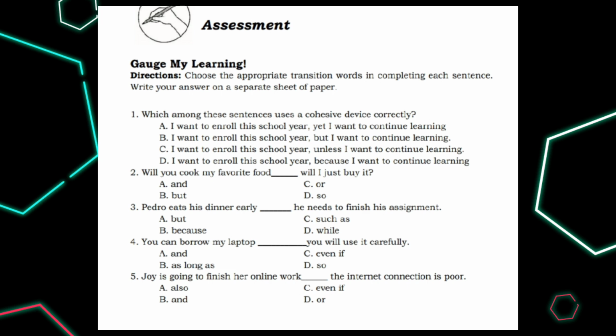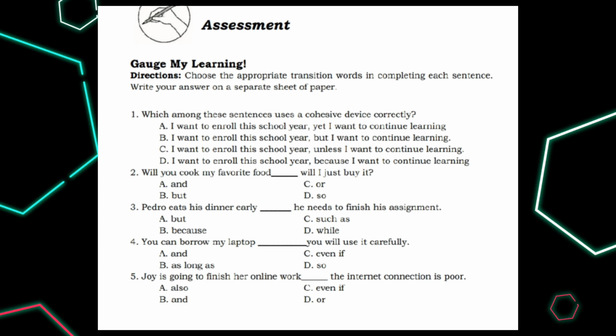Number 2. Will you cook my favorite food? Blank, will I just buy it? A. And. B. But. C. Or. D. So. Number 3. Pedro eats his dinner early. Blank, he needs to finish his assignment. A. But. B. Because. C. Such as. D. While. Number 4. You can borrow my laptop. Blank, you will use it carefully. A. And. B. As long as. C. Even if. D. So.